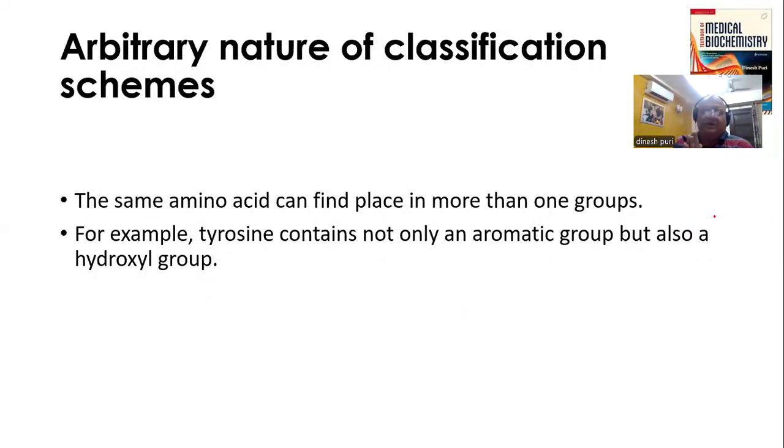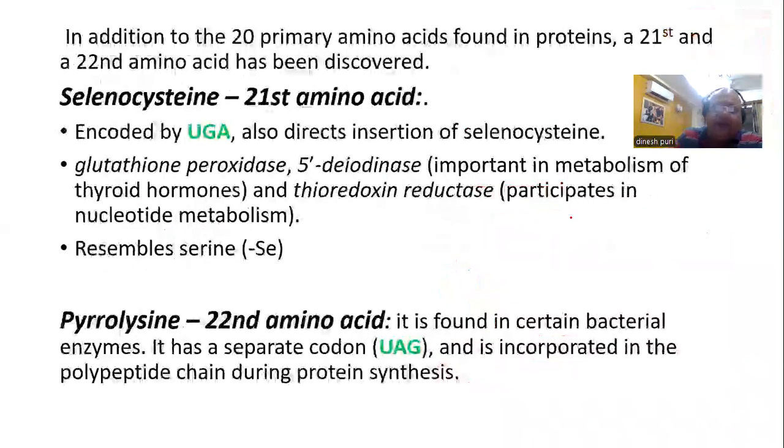Before we come to the third one, I must say that the same amino acid can find place in more than one group. We saw tyrosine. What was in tyrosine? There was a hydroxyl group on the aromatic ring. So this can also be called an aromatic amino acid. This can also be called a hydroxyl group containing amino acid.